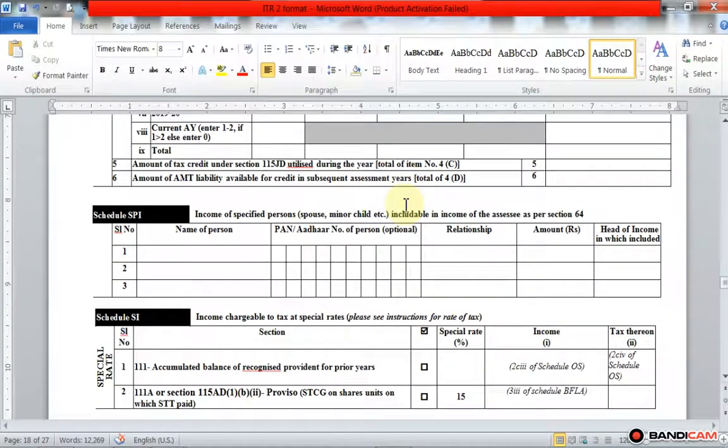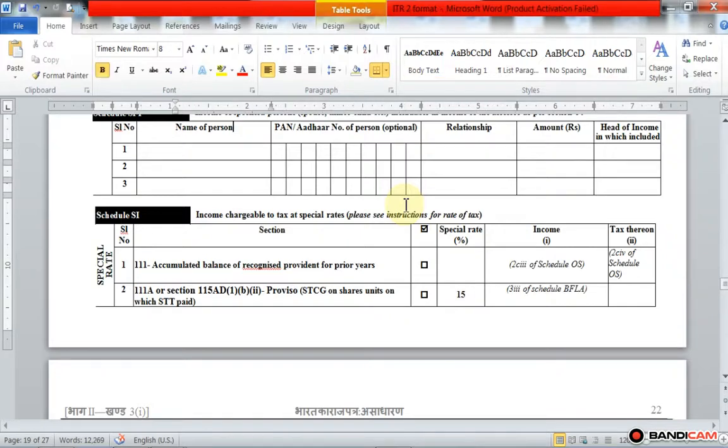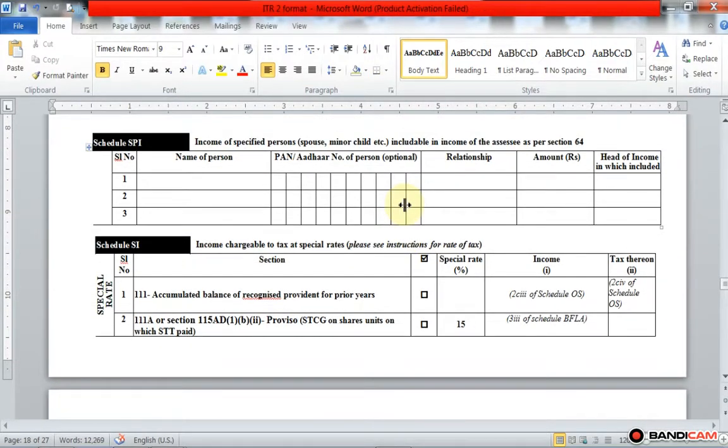Then schedule SPI. SPI means specified persons included in the income of the assessee as per section 64. So here the assessee will furnish all information relating to the persons included in the income of the assessee. Person means the assessee's spouse, wife or husband, then minor children, then parents, etc., are included in the income of the assessee.